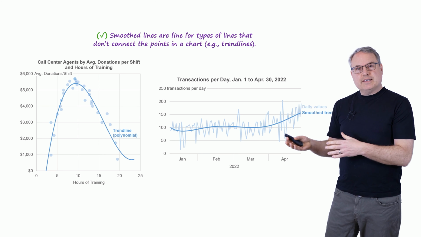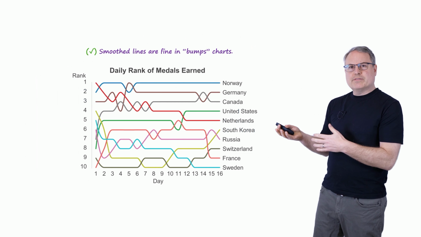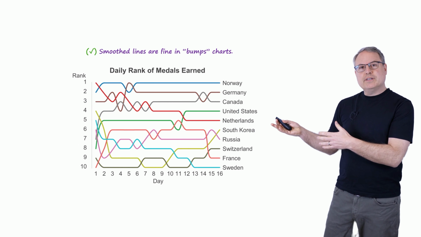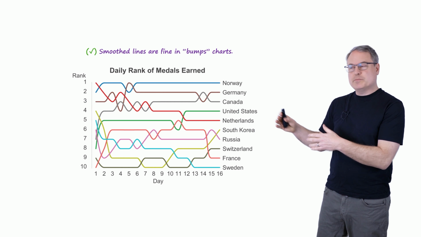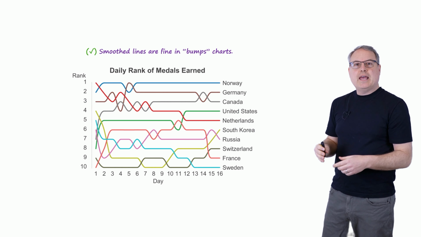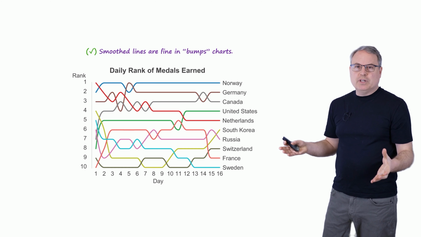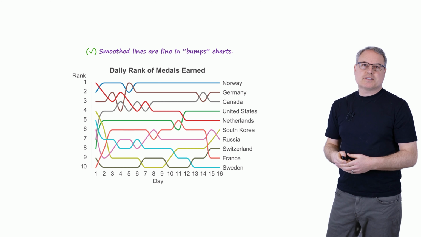And a second situation where I think smooth lines are fine is in what's called a bumps chart. This is a special kind of line chart that shows changes in rank as opposed to changes in quantity. And for various reasons, smooth lines are absolutely fine in a situation like this.